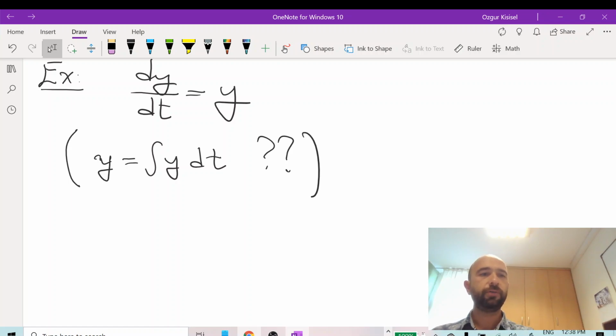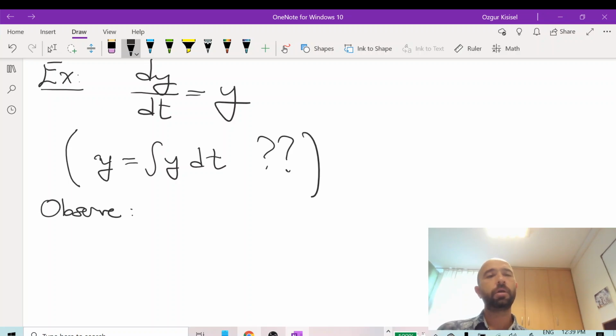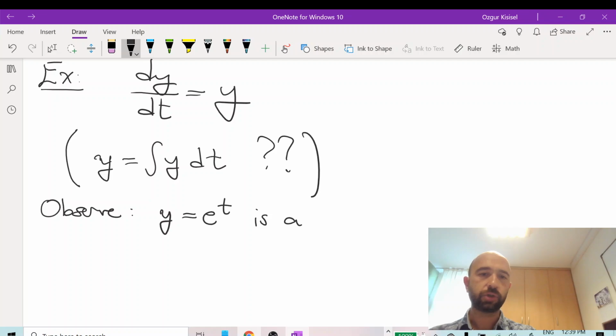But just observe that, okay, let's try to read this. Find a function whose derivative is equal to itself. And by experience, we know such a function. y equals e to the power t is a solution. Just because we remember it from calculus. I mean, if you take the derivative of e to the t, you get e to the t back. This is not a systematic way yet, but this is some simple observation. Okay, we found one solution.